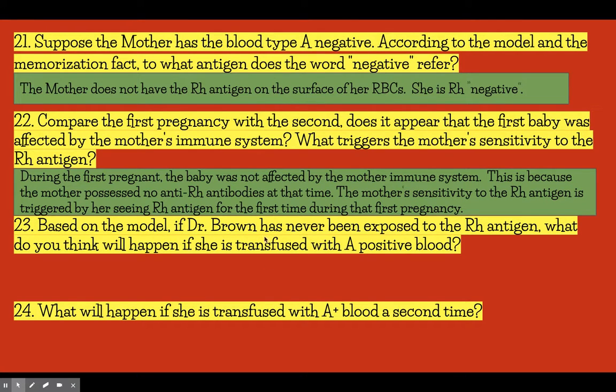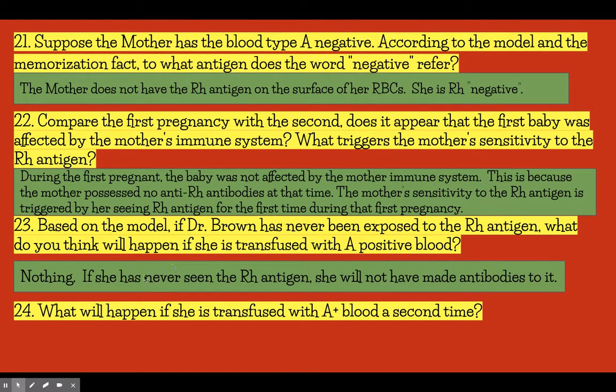Based on the model, if Dr. Brown has never been exposed to the Rh antigen, what will happen if she's transfused with A positive blood? Well, if she is A negative, she's never seen the Rh antigen, nothing will happen.